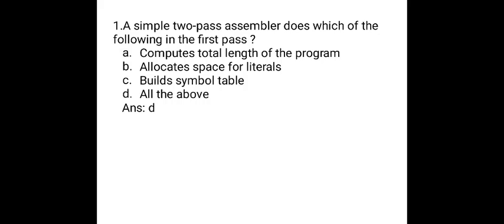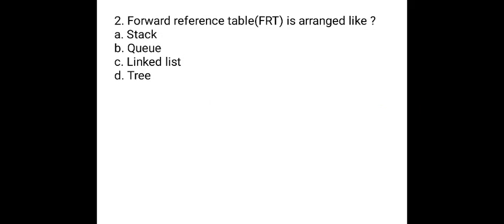The answer is that a simple 2-pass assembler does all three which are specified: it computes the total length of the program, allocates the space for the literals, and builds the symbol table in the first pass. The second question is, the forward reference table FRT is arranged like what? Is it arranged like a stack, queue, linked list, or a tree? The FRT is arranged like a linked list.